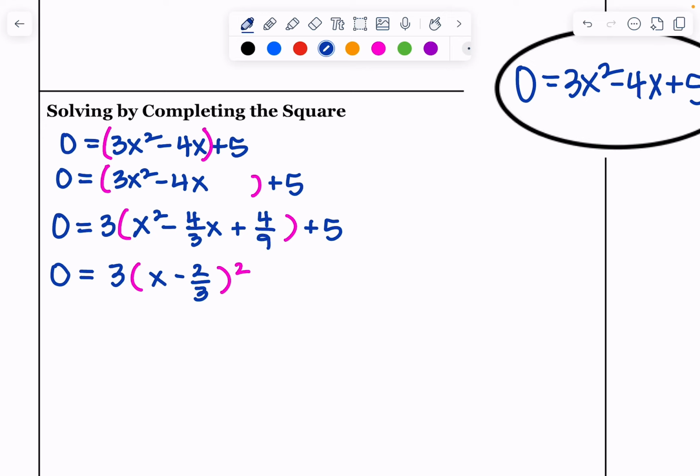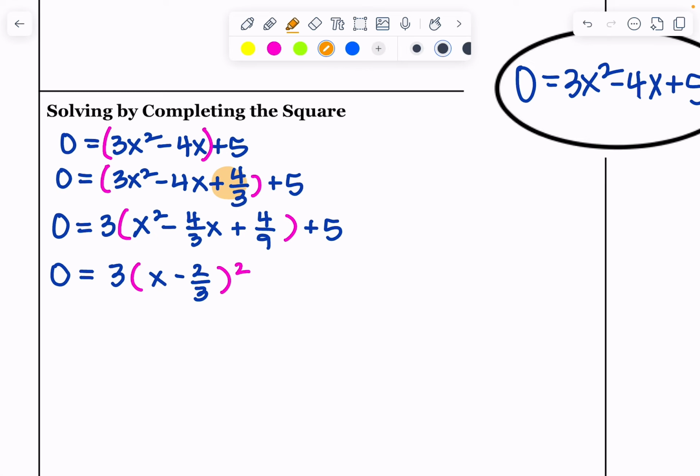Now to go back up to fill in this blank here, we're not just going to bring up the 4/9, but we have to bring up 4/9 times 3. Because if you notice, this parentheses has the 3 factored out, but if we look back up to the top, this one has it factored back in. So we need to multiply by 3 to fill in this top spot. And then when we do that, 4/9 times 3 is 4/3.